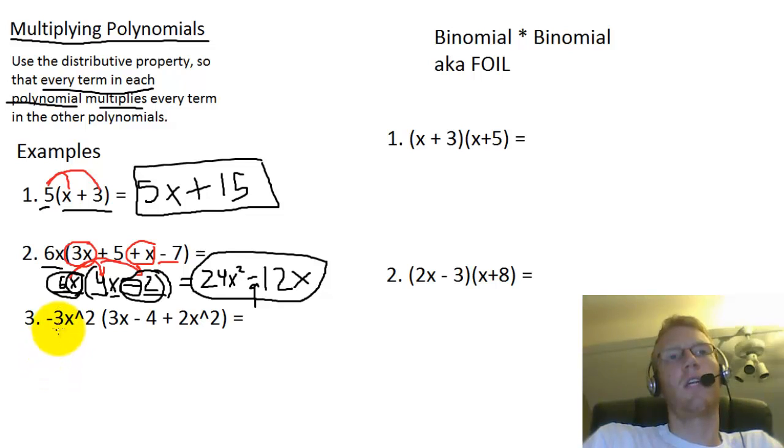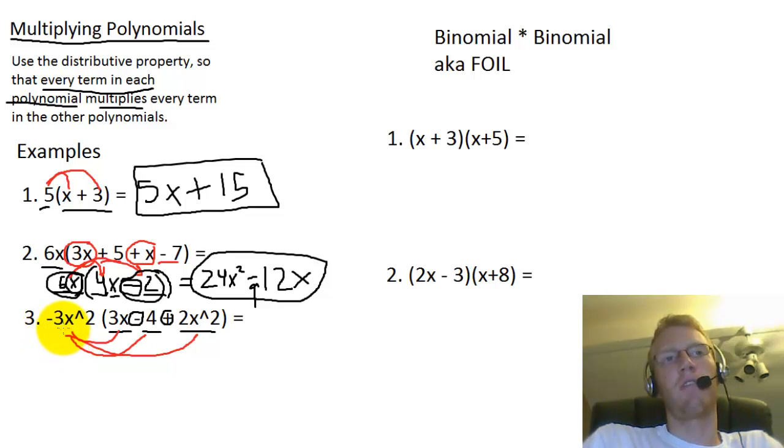Here I've got a negative 3x squared, and inside parentheses I have a 3x, a negative 4, and a 2x squared. So even though I have three things in here, 1, 2, 3, and I've got a minus sign right there and a plus sign right there, none of these three terms are alike, so I cannot combine them ahead of time. So I'm going to have to distribute this in 1, 2, 3 different places.